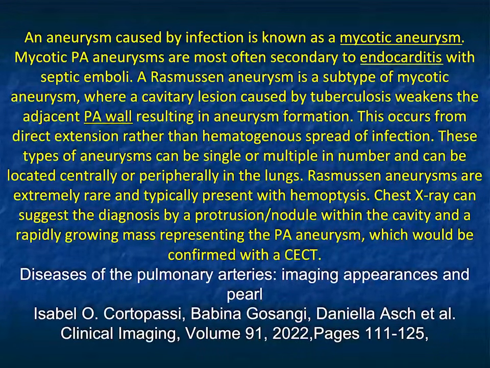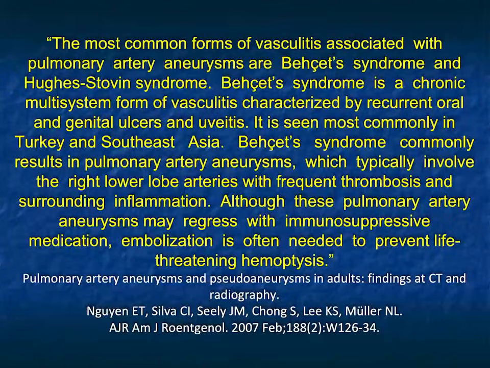Again, with mycotic aneurysms, they're not all that common. We talk about them in IV drug abuse. We talk about them in the groin areas where there is IV drug abuse, the region in the elbow, again, the groin. But it can be a range of possibilities. Chest x-rays can suggest the diagnosis of a nodule within a cavity and a rapidly growing mass. And then with CT, you confirm that it's a pulmonary artery aneurysm.